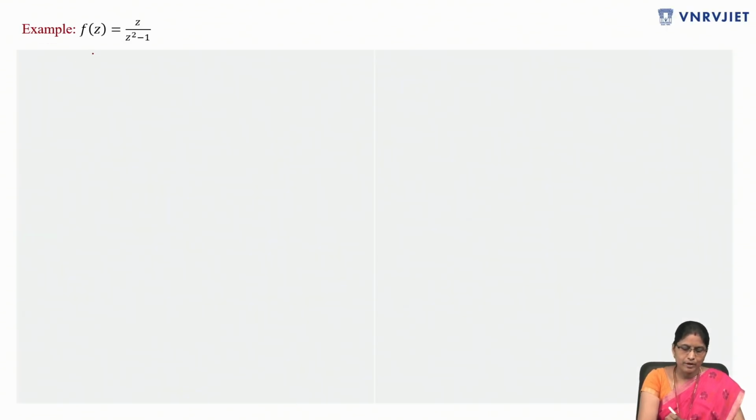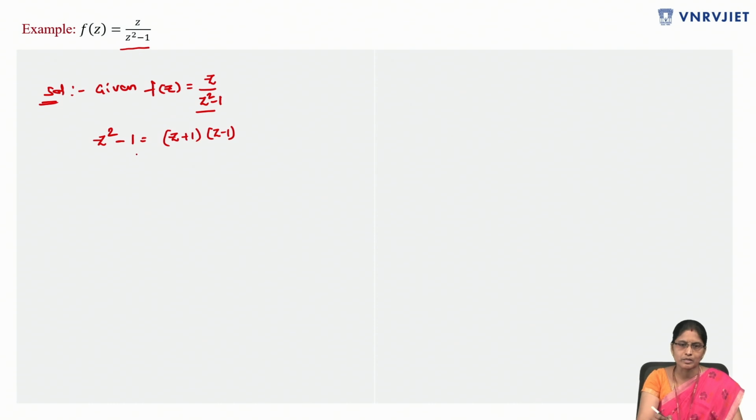See an example problem. f of z is equal to z by z square minus 1. We have to find the isolated singularity for the given function. How can we find it? The function is given, so first we note down the given function: f of z equal to z by z square minus 1. Look at the denominator, z square minus 1. Because it is of the form a square minus b square, it can be written as z plus 1 into z minus 1.